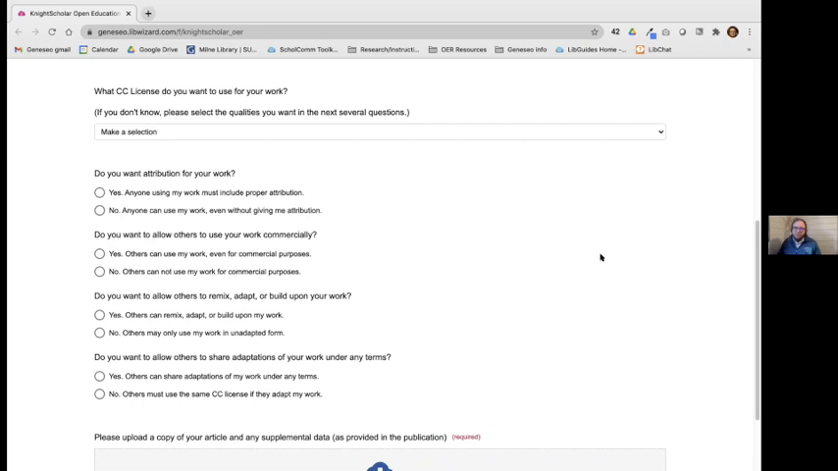In order to get to all that, you can send an email to knightscholar@geneseo.edu, or email me directly at grunert@geneseo.edu. So with that, I'd like to open up for questions, and I'm willing to talk for a while about how you can use this institutional repository to bolster your OER usage, if that's what you want.